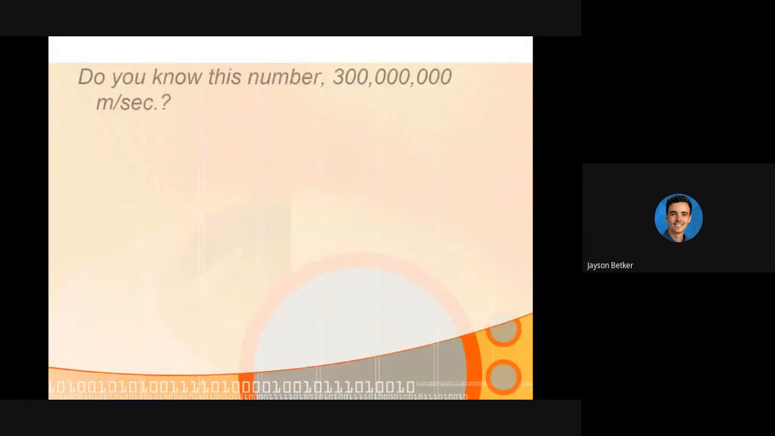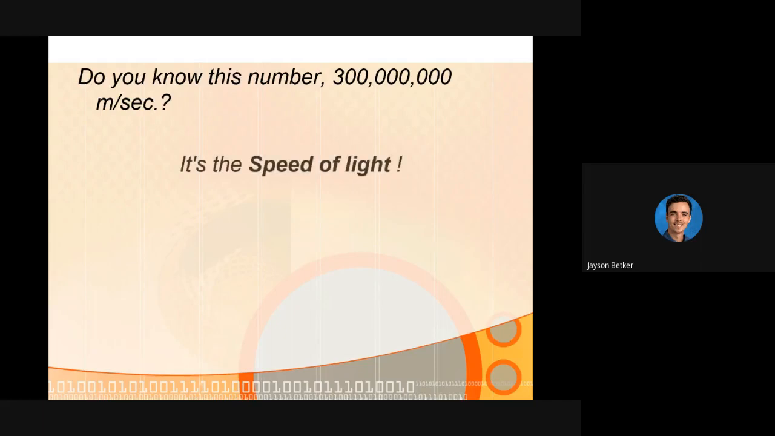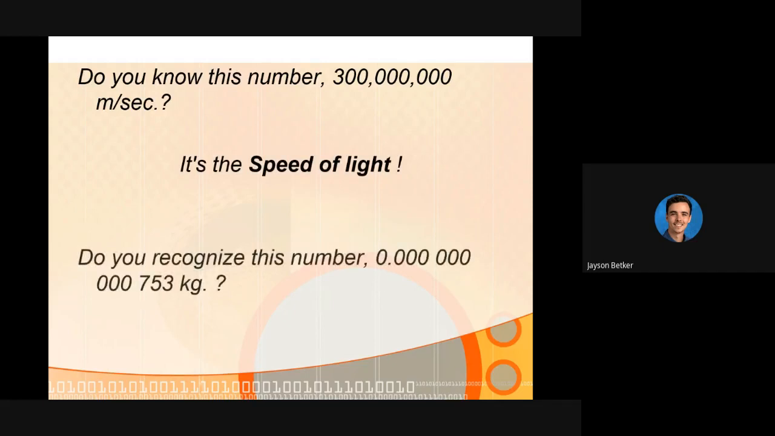I want you to take a second and think about what is this number right here, 300 million meters. Do you recognize it for some reason, maybe? If you do, it's because it's the speed of light, okay? Really important number for physics and just for science in general. We call it the cosmic speed limit.